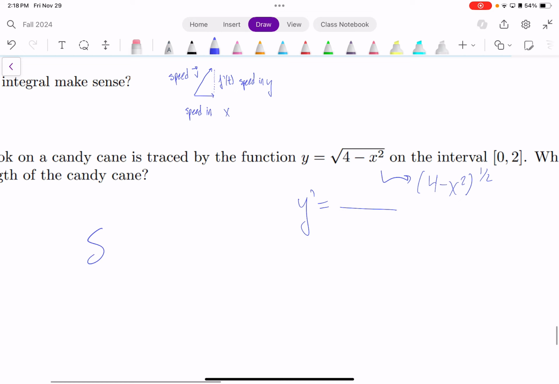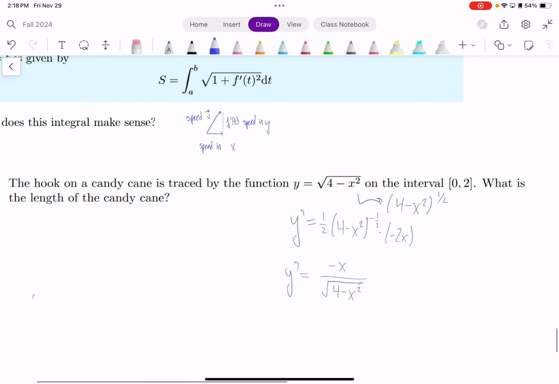So this is good practice for taking derivatives. We're going to have 1/2 times 4 minus x squared to the negative 1/2 times our chain rule, which is negative 2x. So if we rewrite this expression, we'll have negative x over the root of 4 minus x squared. Is everyone comfortable with that for our y prime?